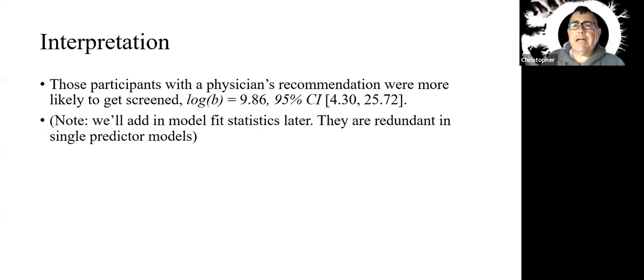All right, in terms of interpretation, pretty straightforward. Those participants with a physician's recommendation were more likely to get screened. Generally, I would report the log B, that's the APA style piece for this, of 9.8.